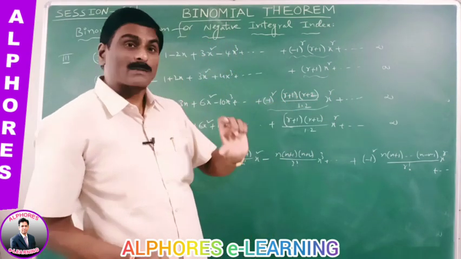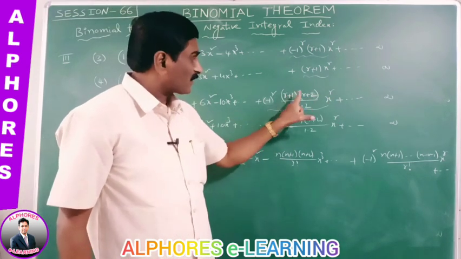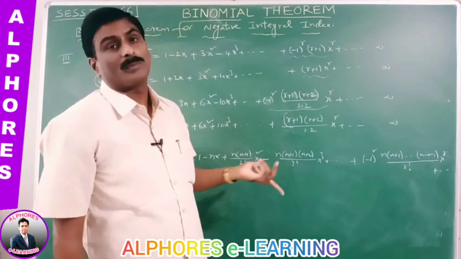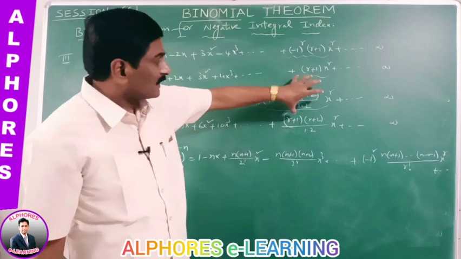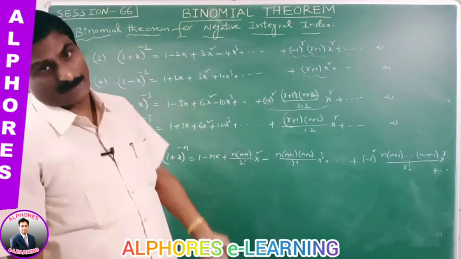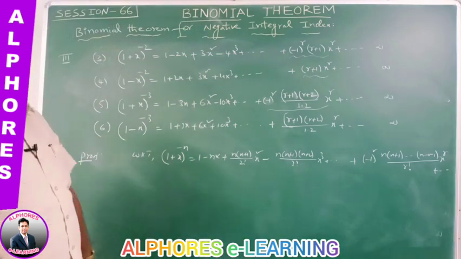Suppose we find the x^5 coefficient. Put r = 5 in this value. So (5+1)(5+2)/(1·2) is the coefficient of x^5, into (-1)^5. By using this, we find the coefficients of this binomial expansion. Similarly, we prove these values.